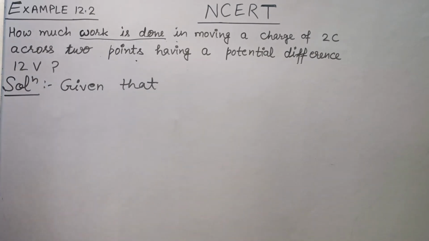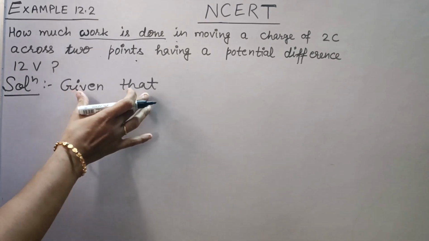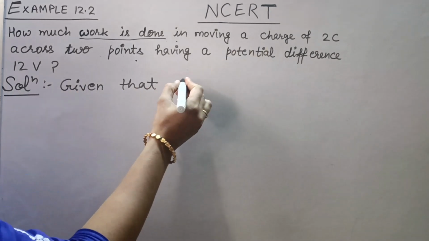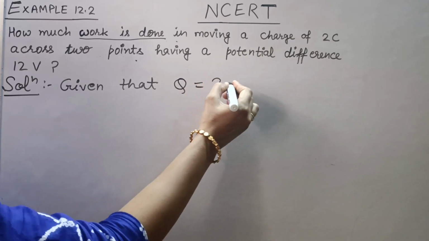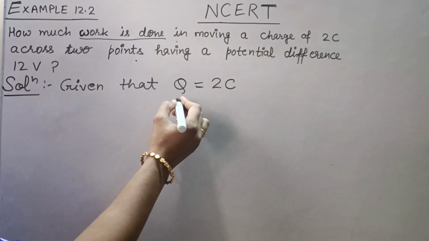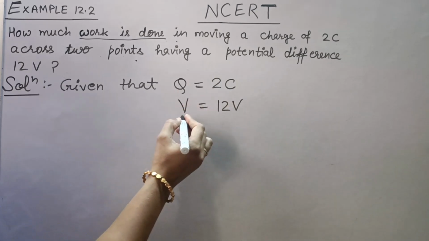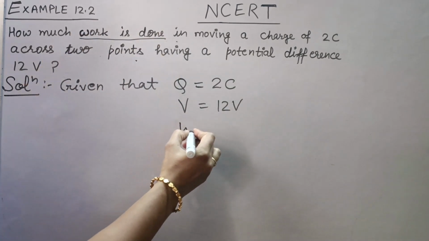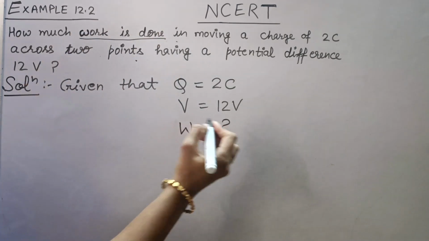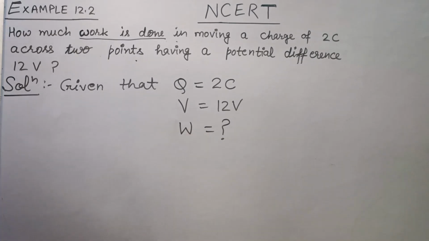So we will list up the given data first. We will write given that Q, meaning charge, is given to us as 2 coulomb, and potential difference is given to us as 12 volt. V is the symbol for potential difference. What we have to calculate? We have to calculate work done. W is the symbol for work done.